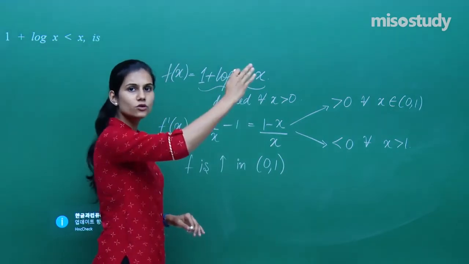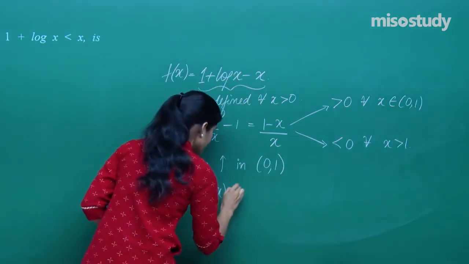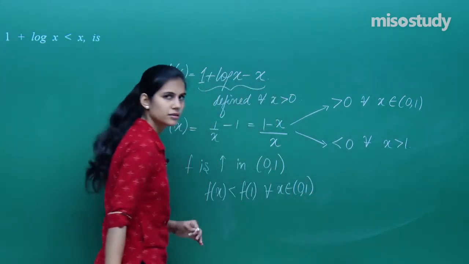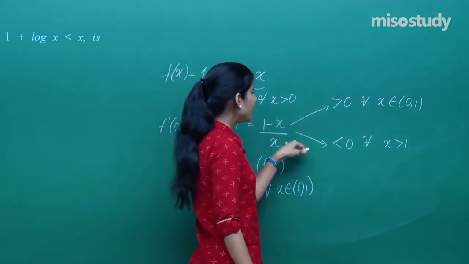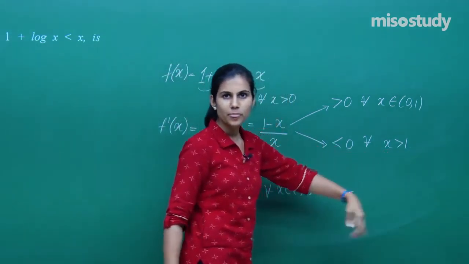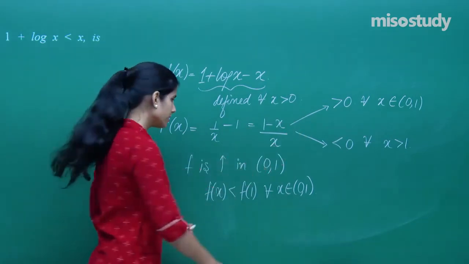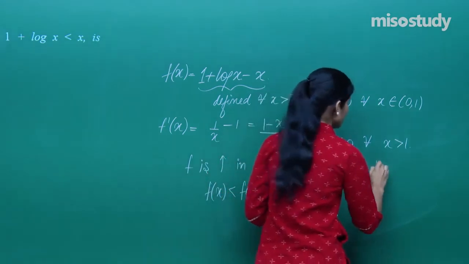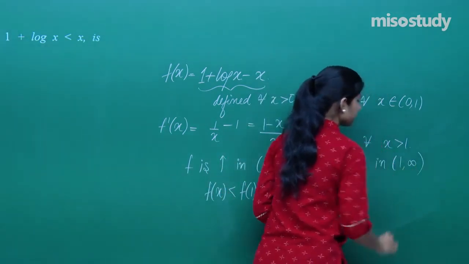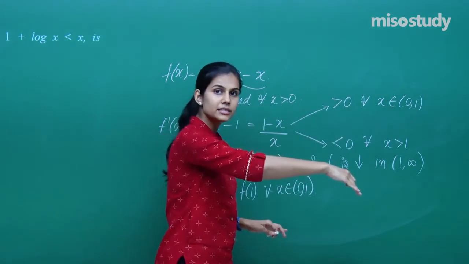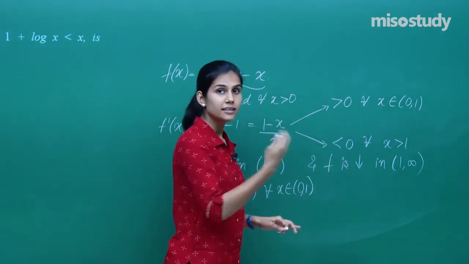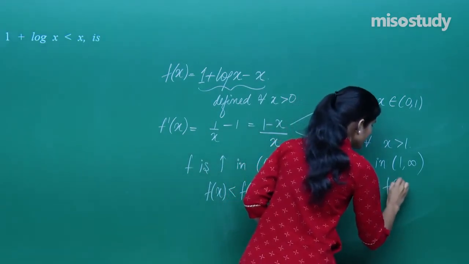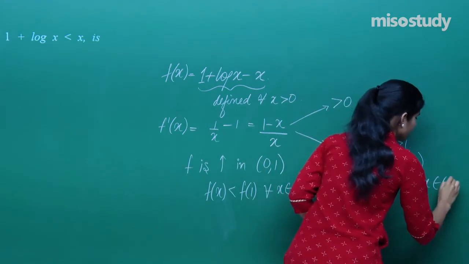If f is increasing in 0 to 1, that means f(x) is less than f of 1 for all x in (0, 1). Moreover, f dash is coming out to be negative for all x greater than 1, that means f is decreasing beyond 1, and f is decreasing in 1 to infinity. F decreasing means f(x) is again less than f of 1 for all x in 1 to infinity.